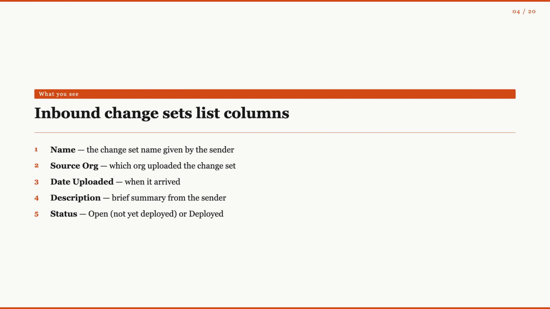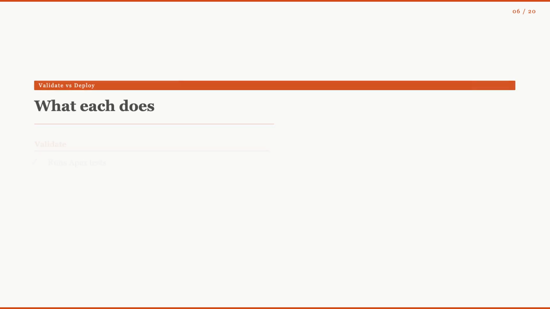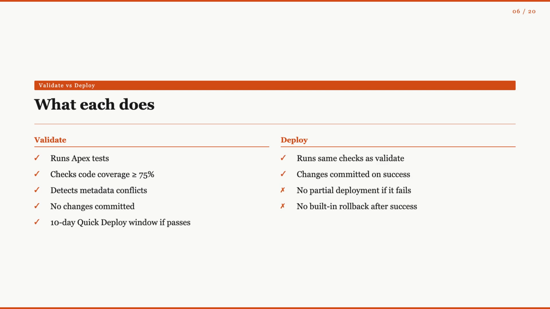The inbound change sets list shows the change set name, the source org that uploaded it, the date it was uploaded, and the description the sender added. Click the name to open the detail page. The change set detail page shows the full list of included components, the sender's description and any notes, and the upload history. This is where you click Validate or Deploy.